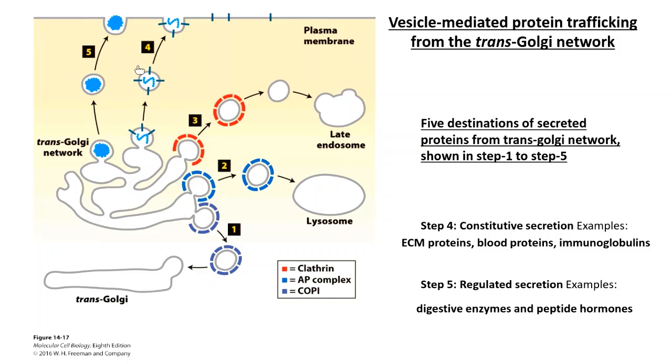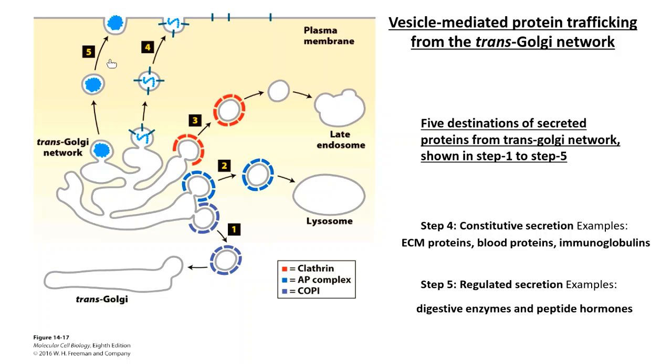Now the fourth and fifth steps we already know from earlier. The fourth one is the constitutive secretory vesicles. The coat that forms around is not known in detail, so we are not going to talk about that. And the fifth step is for the regulatory proteins. That means the proteins which are regulated in terms of secretion as per need basis.